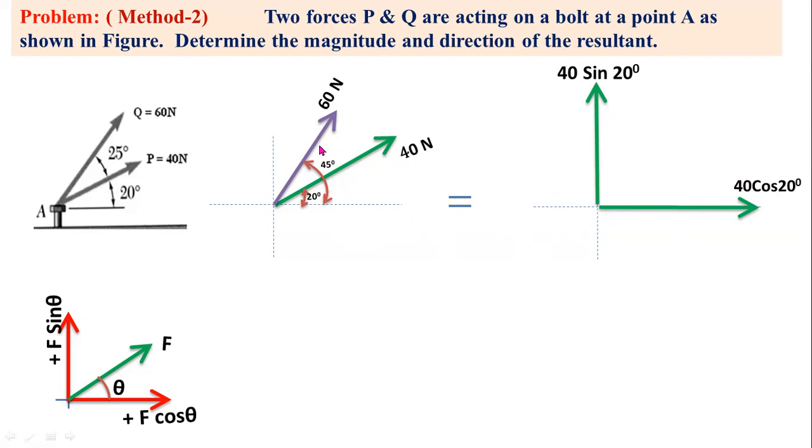In a similar way, for 60 newtons, this one also lies in the first quadrant. So same procedure, 60 cos 45 degrees. Okay, here the angle is 45 degrees. So 60 cos 45 and 60 sin 45. Okay, so here I converted this diagram into this. These are the horizontal and vertical forces diagram.